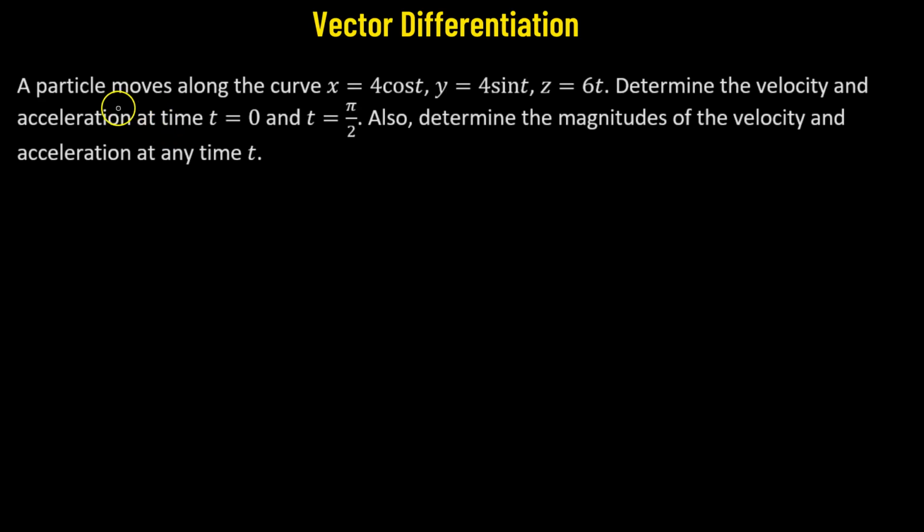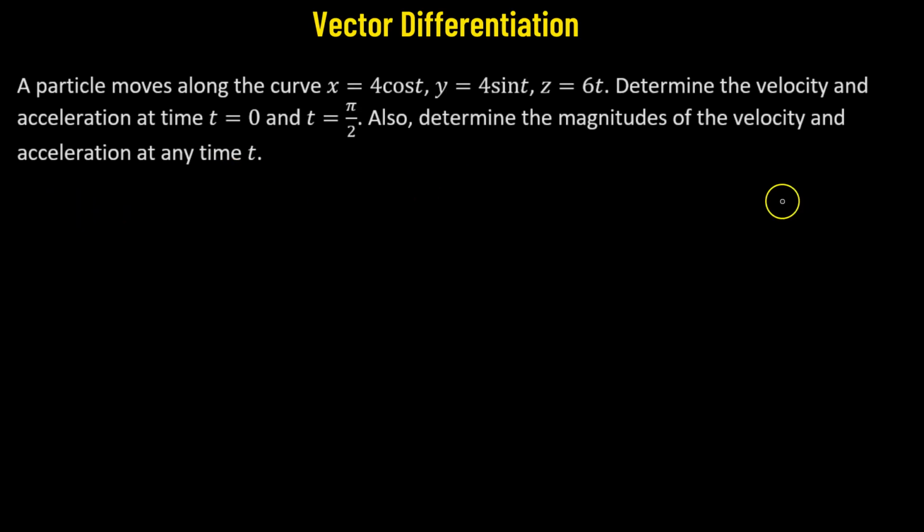We have a particle that is moving along the curve given by x, y, and z. We need to determine the velocity and acceleration of the particle at time t equals 0 and at time t equals pi over 2. We also need to determine the magnitude of the velocity and acceleration at any time.